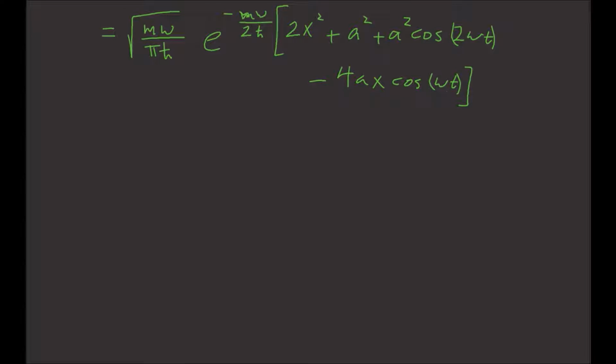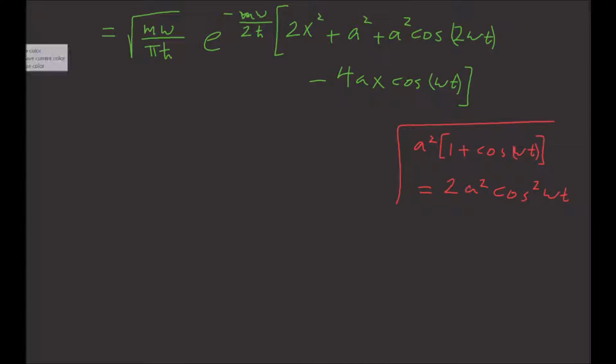Notice that a squared, but what we know, let's put it in the box here. We know that a squared times 1 plus cosine of 2 omega t, we know this is equal to 2a squared cosine squared omega t. Right, so let's use that.